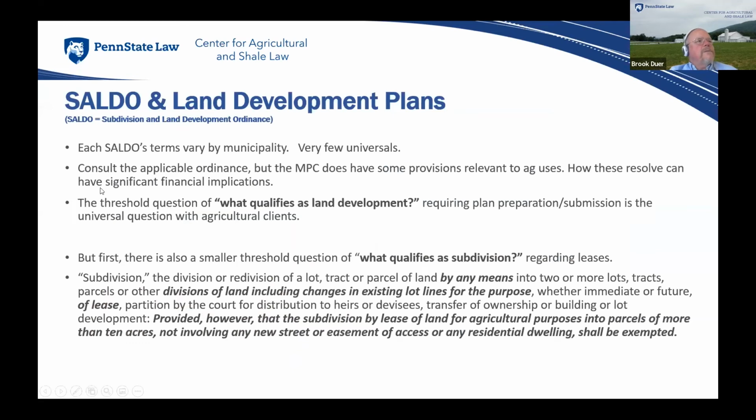Okay, now land development, subdivision and land development ordinances. Last thing here, and we'll turn it back to Ross. The two questions that you're always going to have in the ag world that are hot buttons with regard to land development plan requirements is what qualifies as a land development plan and what qualifies as a subdivision.